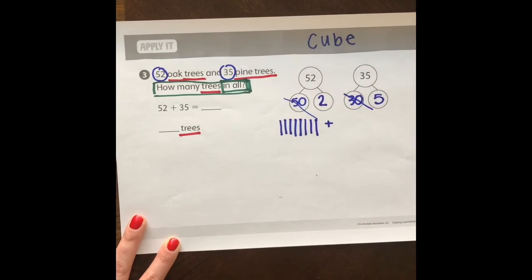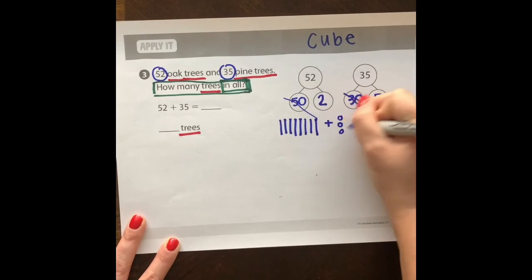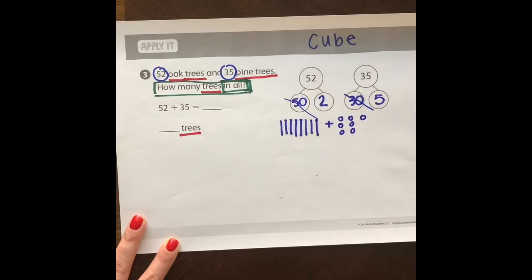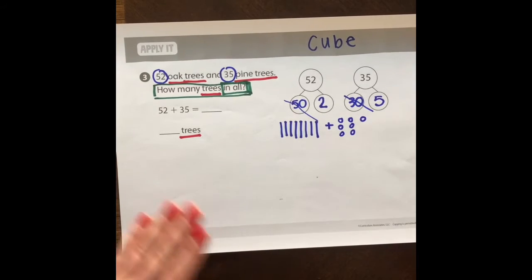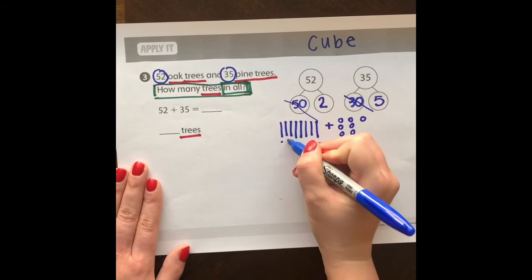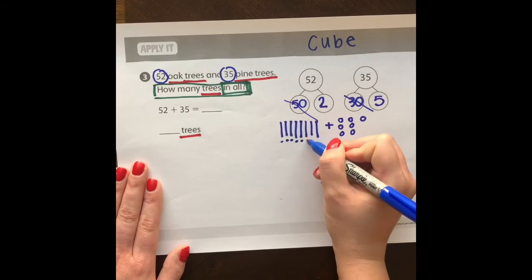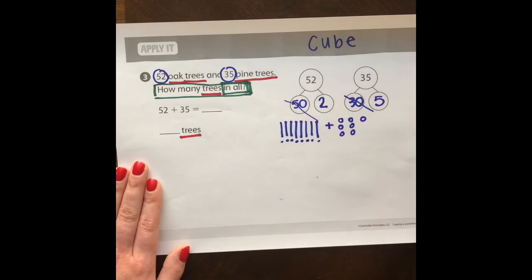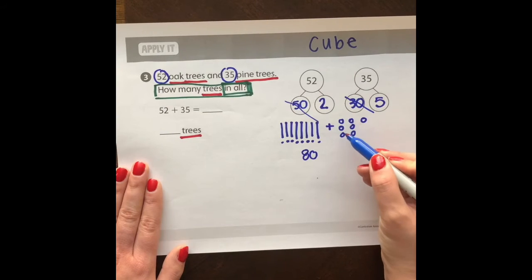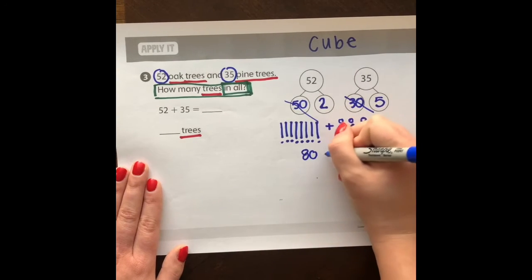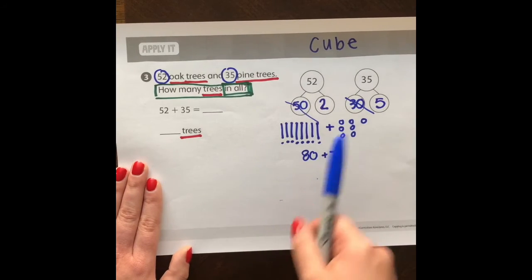Now we are going to add our 1s. 1, 2, and 1, 2, and 5. 1, 2, 3, 4, 5. Now we can add this all together and find the solution to our equation. Count with me. 1, 2, 3, 4, 5, 6, 7, 8, or 80. And 1, 2, 3, 4, 5, 6, 7. 7 ones. So we have 8 10s and 7 1s.